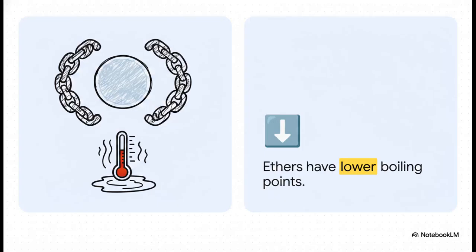And let me tell you, this oxygen bridge completely flips their physical properties upside down. Because the oxygen is trapped between carbons, ethers totally lack the strong hydrogen bonding we just saw in alcohols. Weak hydrogen bonding means their boiling points just plummet, making ethers highly volatile liquids.